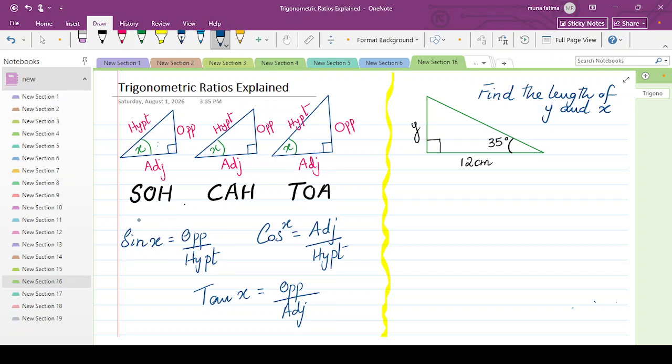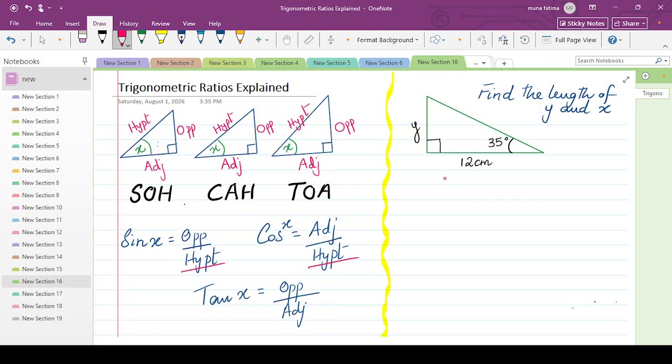I'll repeat the mnemonics once more. Sine SOH, cos CAH, and tan TOA. In sine and cos, we have the hypotenuse as the denominator, whereas for tan, we just have the opposite and the adjacent. Tan is the only ratio which does not include the hypotenuse. So, points to remember.